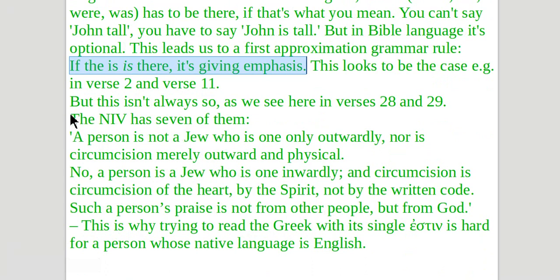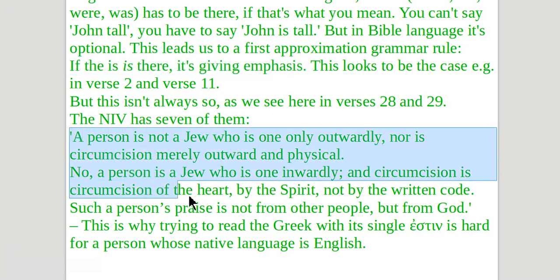So anyway, now just to look at how the NIV has translated those verses. And they've put in, interestingly, they've put in 7 is. There it is. You can count them, and that's why that makes it clear in English. And that's why trying to read the Greek with its single estin is hard for a person whose native language is English.